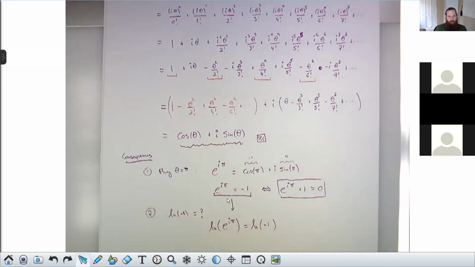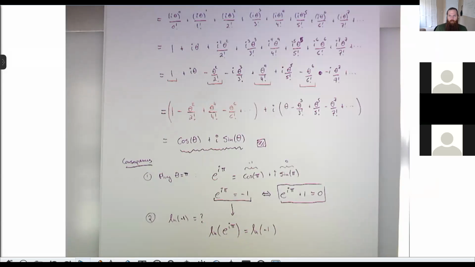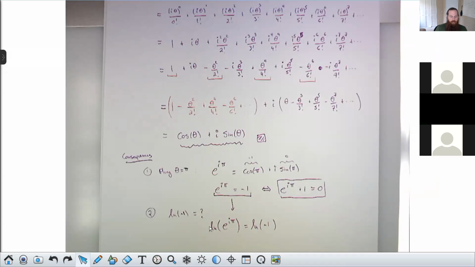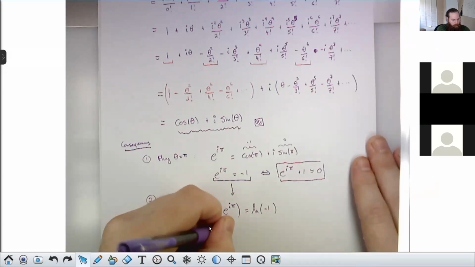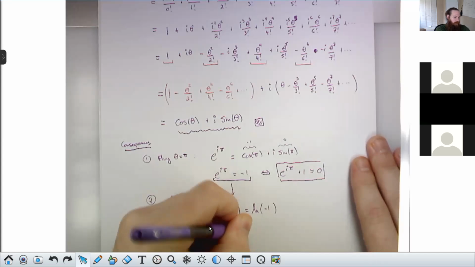The right-hand side is the natural log of -1, which is this thing that's not supposed to exist. The left-hand side is the natural log of e raised to some stuff. Well, if you raise e to any power and then take the natural log, you should just get that power. So the natural log of -1 does exist. It's just not a real number.